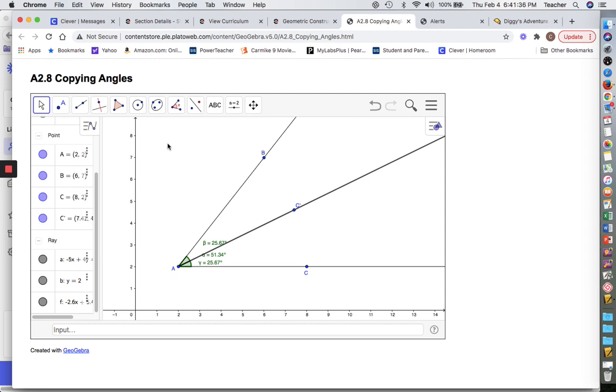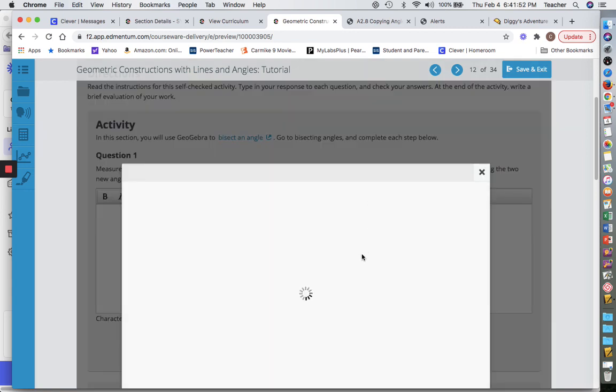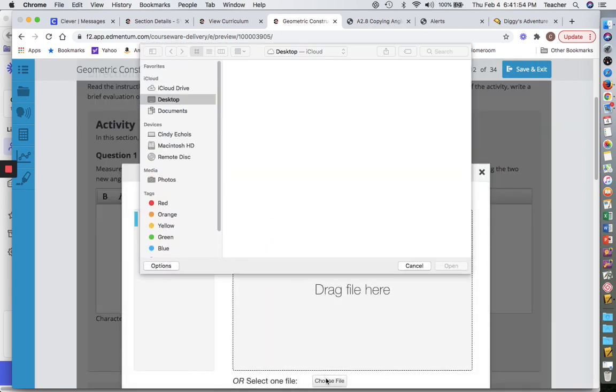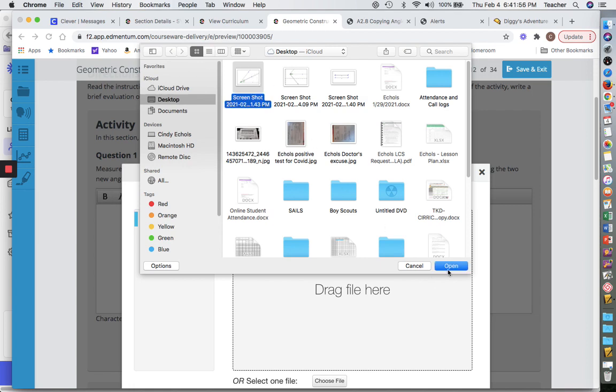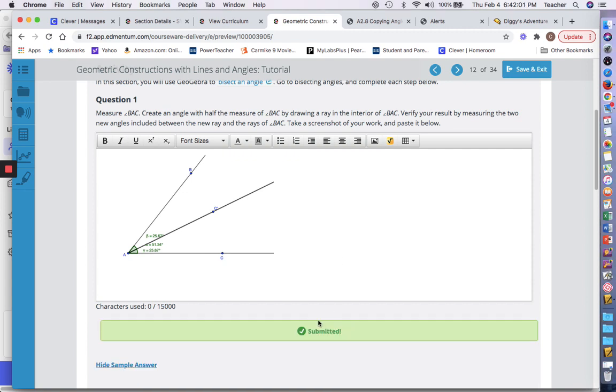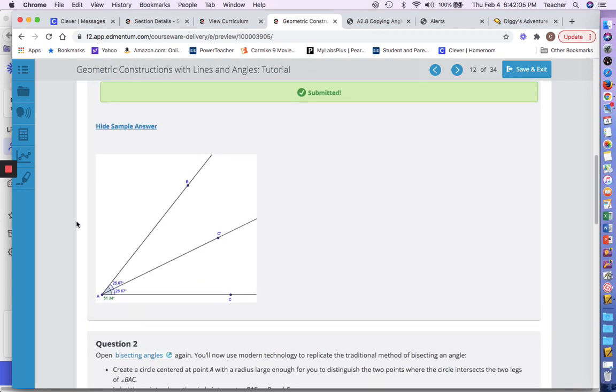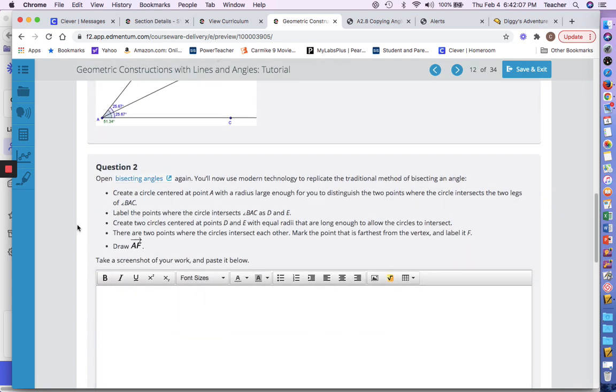So, hey, whoop whoop. All right, so I got to take a screenshot, right? Okay, so I'm going to do Command Shift 4. Come back over here, insert image, choose file. There's my screenshot. I'm going to open that up. All right, hit submit. Look at that. Perfect.